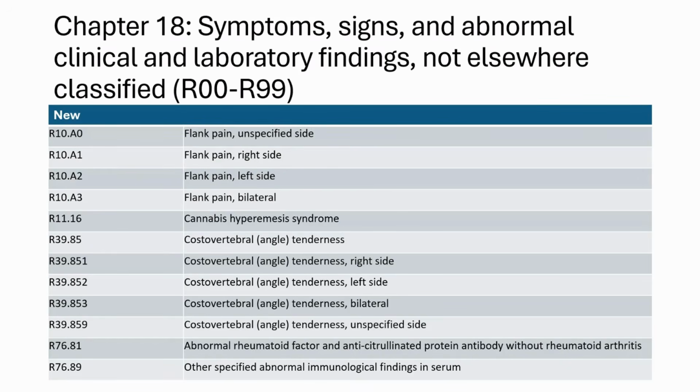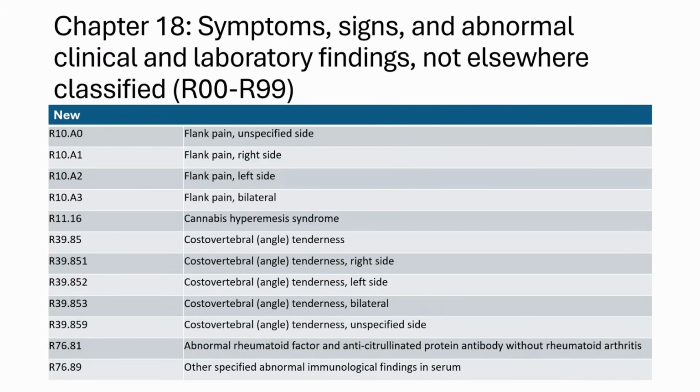Before, we only had the generalized codes. We also see a new code this year for R11.16, which is cannabis hyperemesis syndrome. This is a condition seen in heavy cannabis users who develop recurring episodes of severe nausea and vomiting. And the committee added it after feedback that it was being documented, but really didn't have a properly designated code that tied the hyperemesis to the cannabis use.